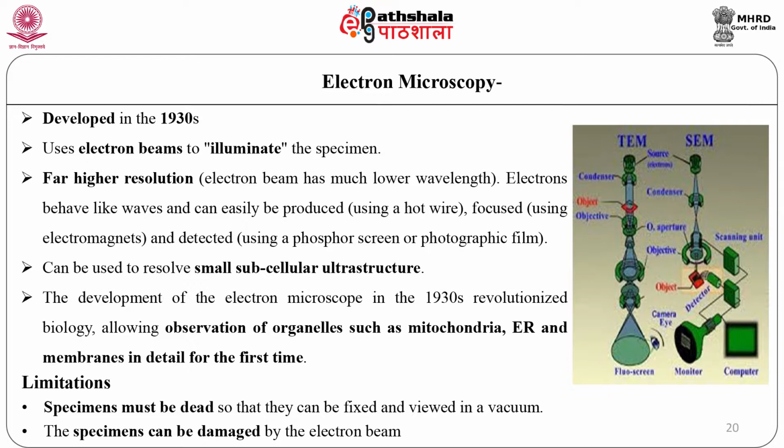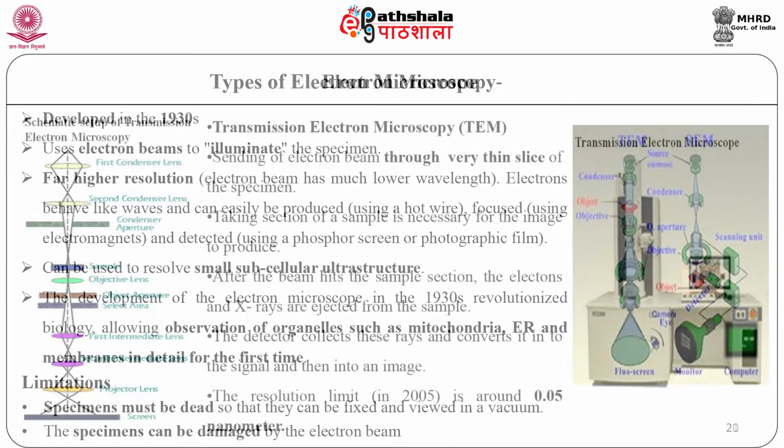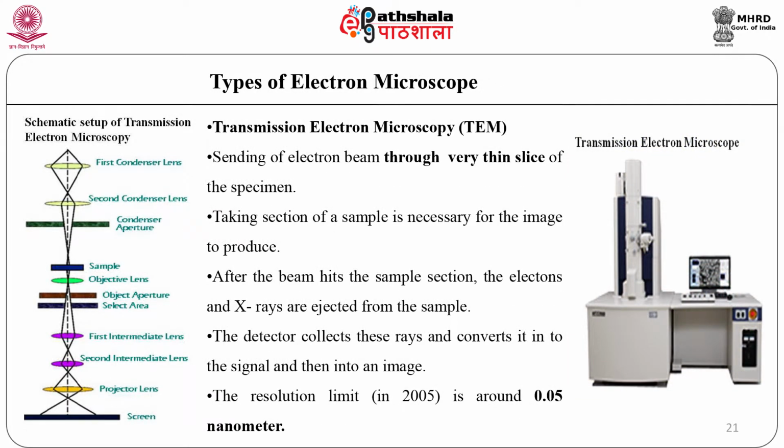Initially, there was a problem of artifacts. For example, some structures were observed due to the preparation process and were not real. But improvements in the techniques have eliminated most of these. There are two kinds of electron microscopes: the transmission electron microscope, which is known as TEM, and the scanning electron microscope, which is known as SEM.